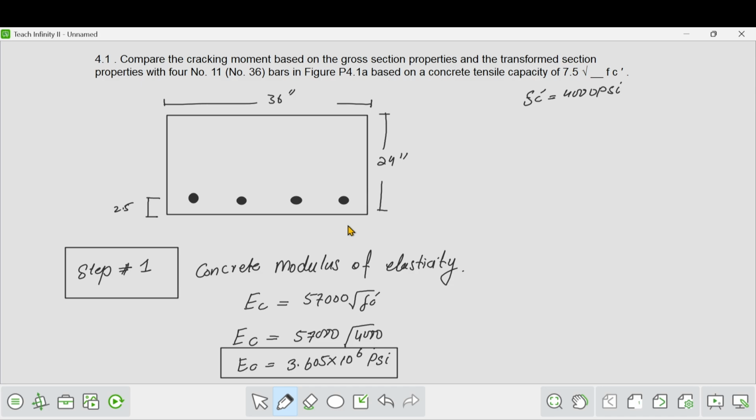So in step 1, we will calculate the concrete modulus of elasticity. Concrete has a compressive strength of 4000 psi, so Ec = 57,000 √f'c. In place of f'c, I will plug in its value, which is 4000 psi. So the modulus of elasticity of concrete will equal 3.605 × 10^6 psi.